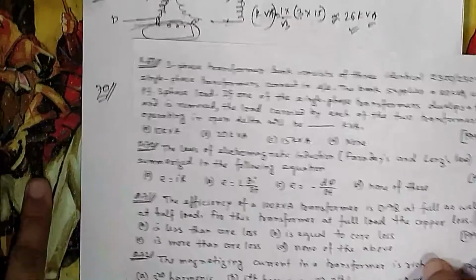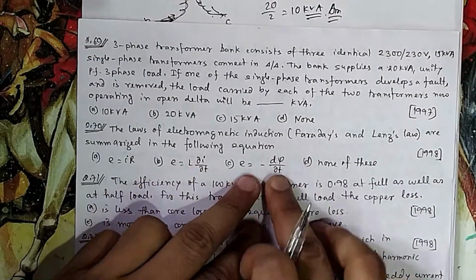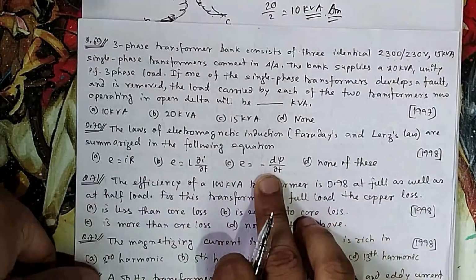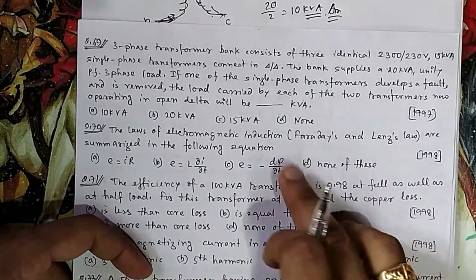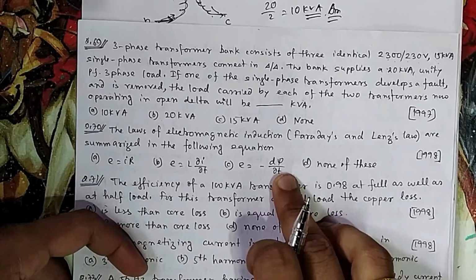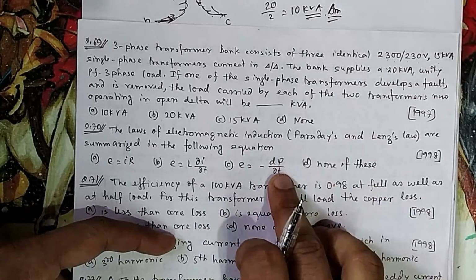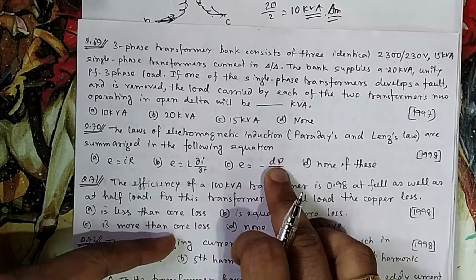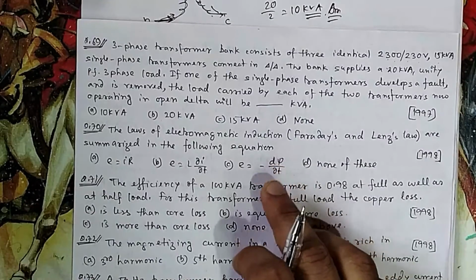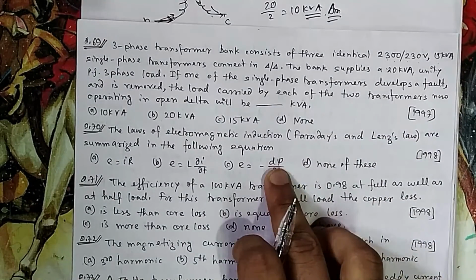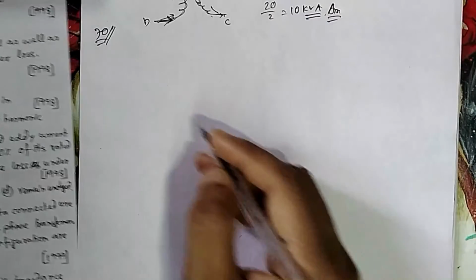If you come to question number 70, the law of electromagnetic induction, Faraday's law and Lenz's law are summarized. So you know which one. Lenz's law will give you the negative sign because it is the mother killer. It will kill from where it gets generated. dψ by dt, the change in flux linkage, will be the EMF induced. That is Faraday's law of electromagnetic induction. Lenz says the induced EMF will be such that it will try to oppose the cause of its creation. That means it will kill its mother. So Lenz's law is also known as mother killer. That's why this minus sign is there. So 70 is option C.